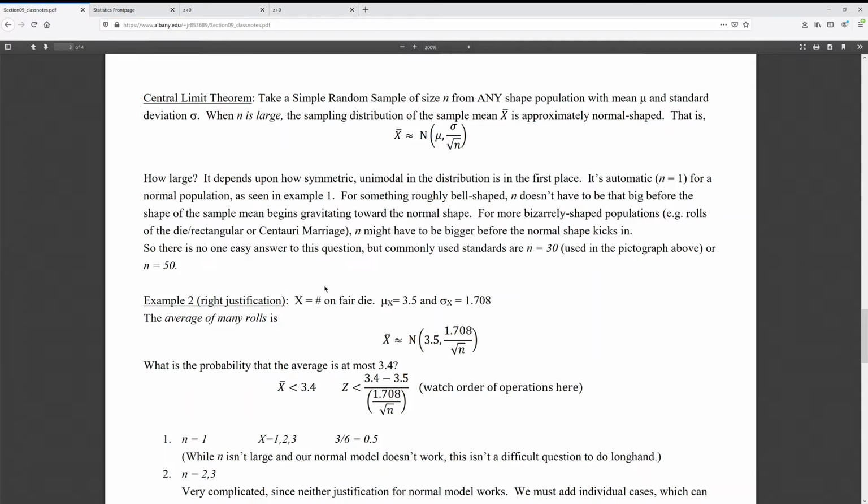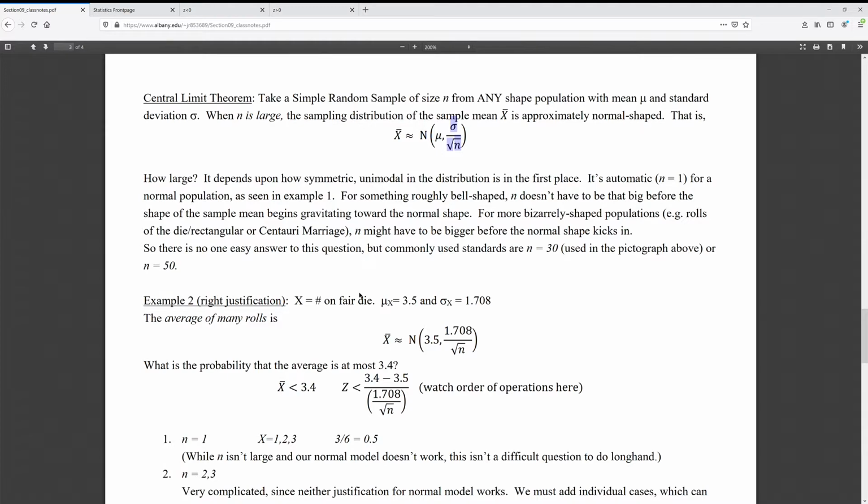Section 9, Part C. So we've talked about the basics of the central limit theorem. Anytime you select a large number of individuals from a population of numbers, don't care what the shape is, with mean mu and standard deviation sigma, then the shape of the randomness of the sample mean, the shape of the randomness of the average of the numbers you get, is approximately normal shaped, centered in the same place as the population, but the standard deviation is the population's divided by the square root of n.